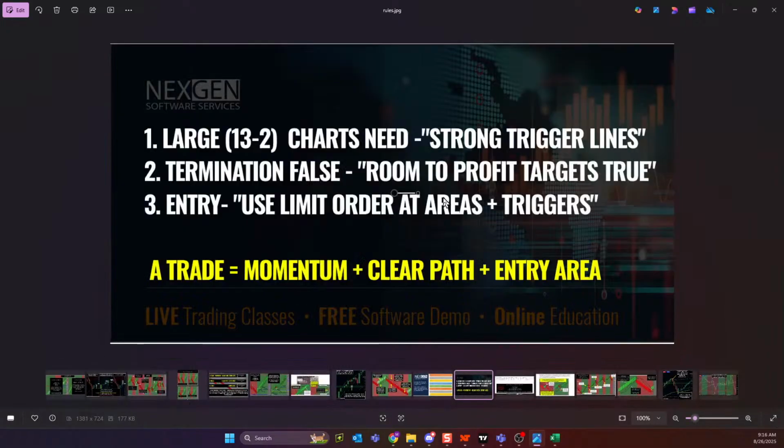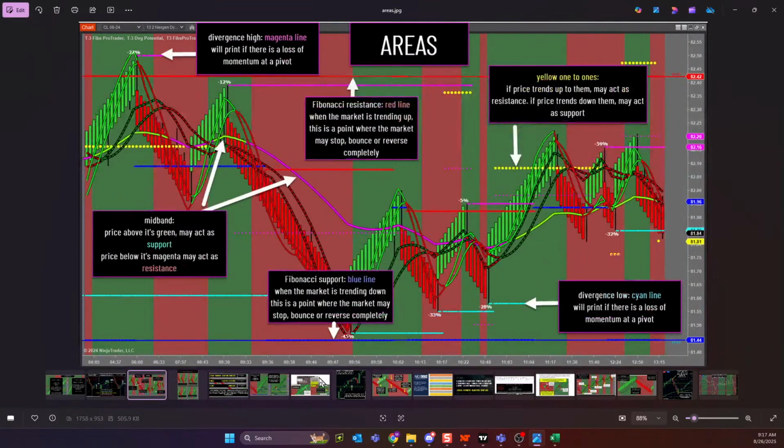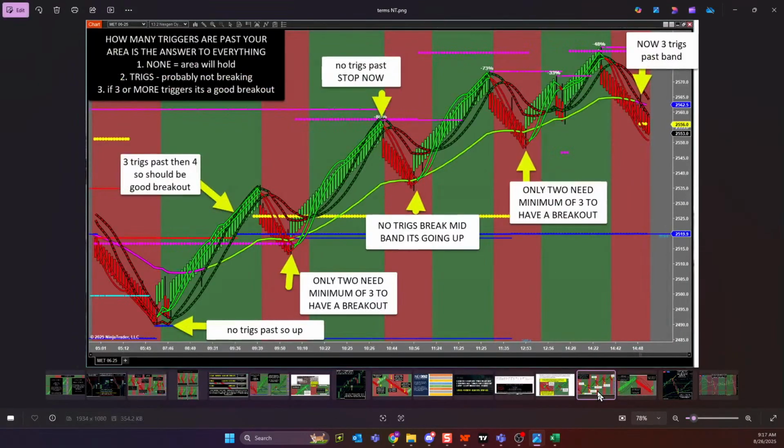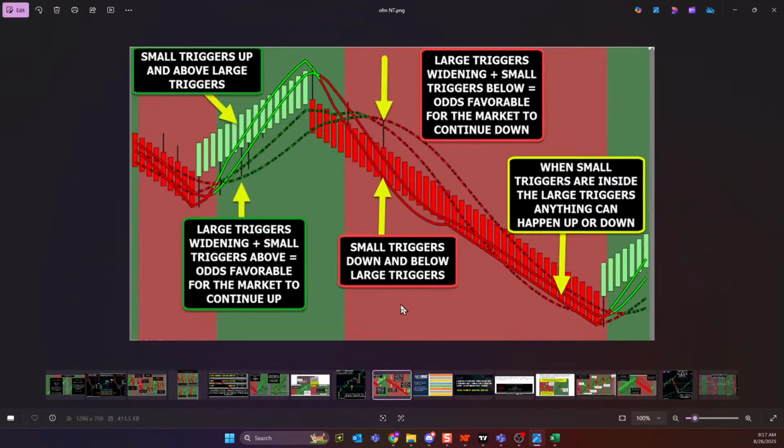The first rule says that the large chart, the big chart, the slow chart, the one that defines direction, momentum, and areas, must have strong trigger lines, guys. Strong trigger lines are the first advantage for a reason. I want you to think of this as a flow chart. Strong trigger lines are the easiest lesson you're ever going to get in my room. Whoops, where are my strong trigger lines? Did I lose them? There they are.